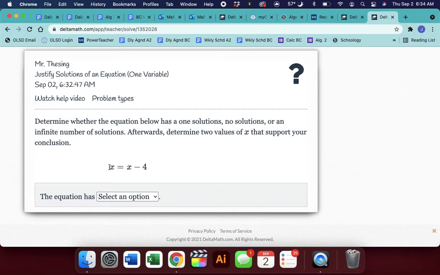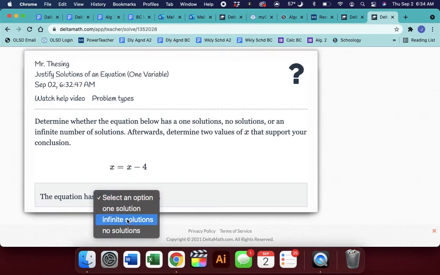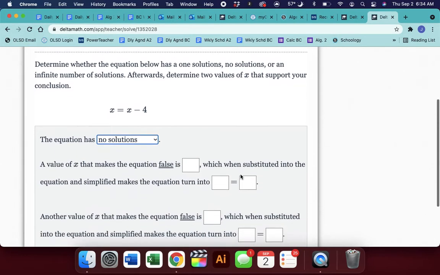And the way that we justify this, the way that we show this, is we take this and we subtract x on both sides. So if you subtract x on the left, you'd get 0. On the right, you would get negative 4. And so you have to ask yourself, when would 0 equal negative 4? And the answer is never. So we would say something like this has no solutions.